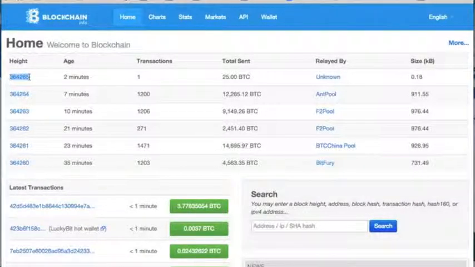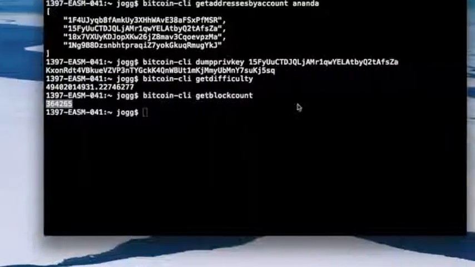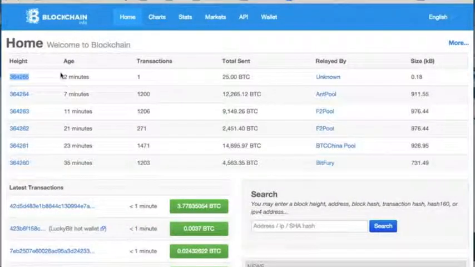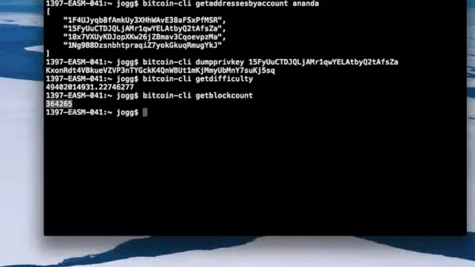So how do you know whether your Bitcoin client has downloaded all the Bitcoin blocks so far? You just run this command and match it with blockchain.info. The age of this block is just 2 minutes, and after 8 minutes, or probably a little bit more or less, we'll have another block that will be 364266.